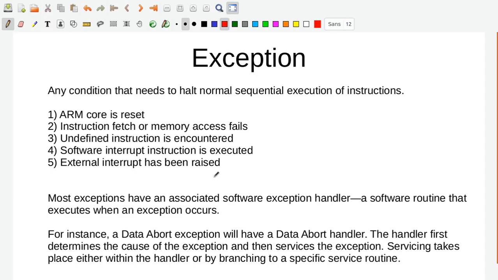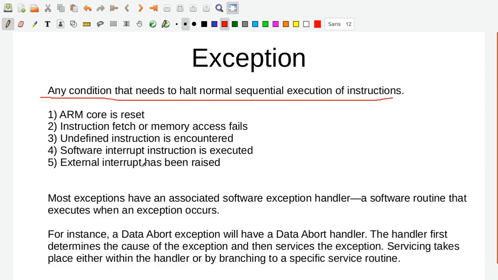Let us discuss exceptions and the types of exceptions, as well as the vector table, in this video. First of all, what is an exception? An exception is any kind of condition which needs to halt the normal sequential execution of the instructions. So this is the definition of an exception. It could be any condition.